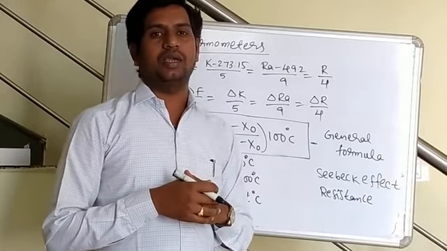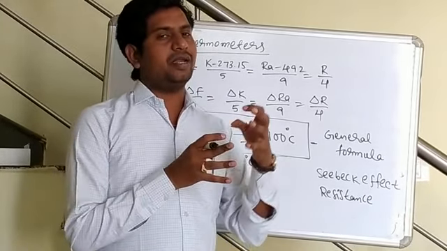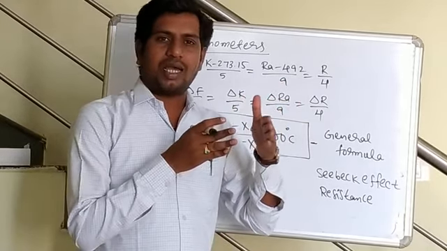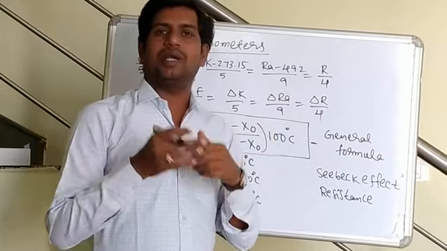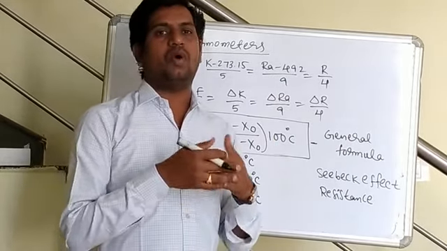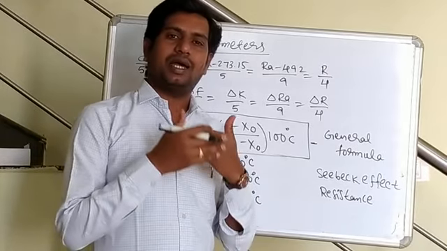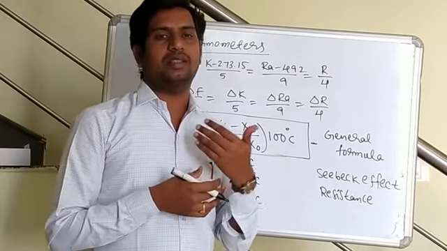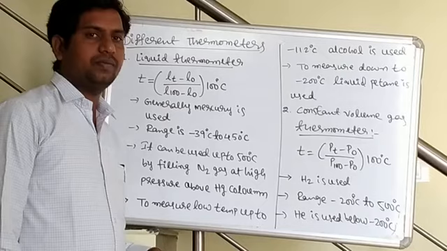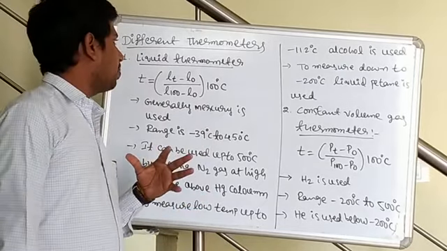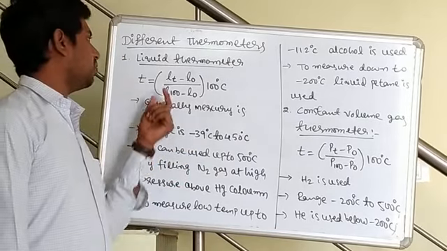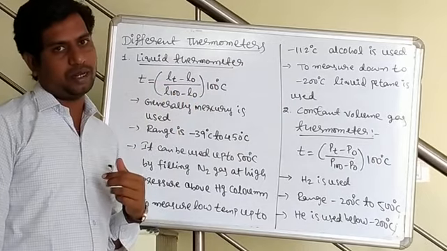Next we'll see the different thermometers, such as liquid and gas. What parameters we consider to measure the temperature, what the ranges of the thermometers are, and what the particular or special uses of the different thermometers are, we will discuss. As I said, we have different types of thermometers. The first one is the liquid thermometer.